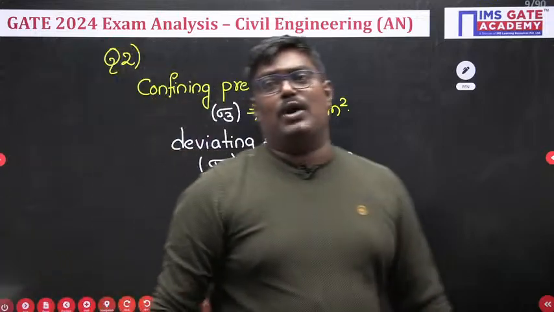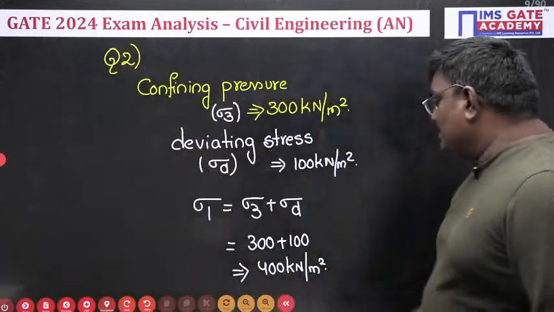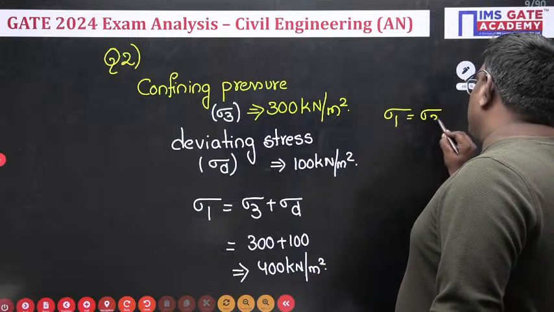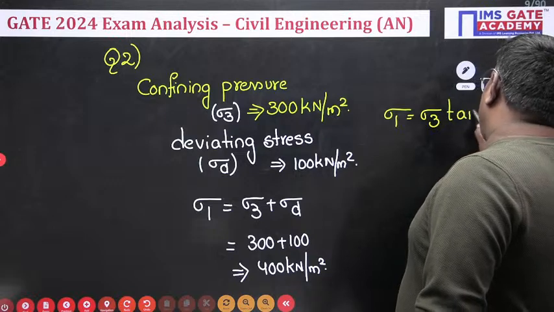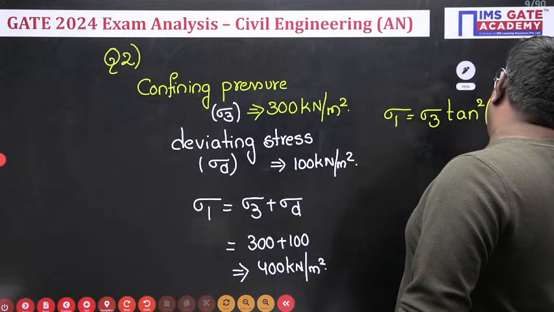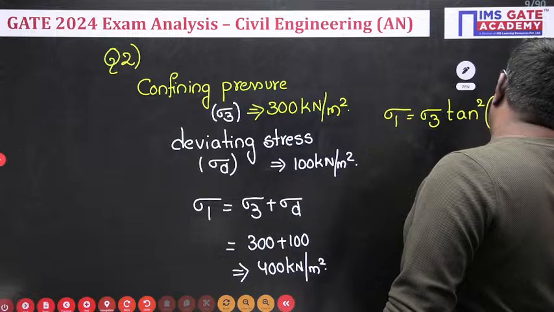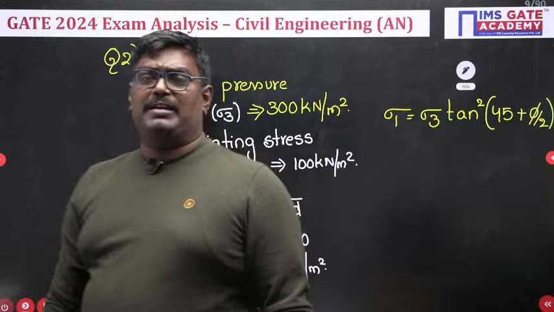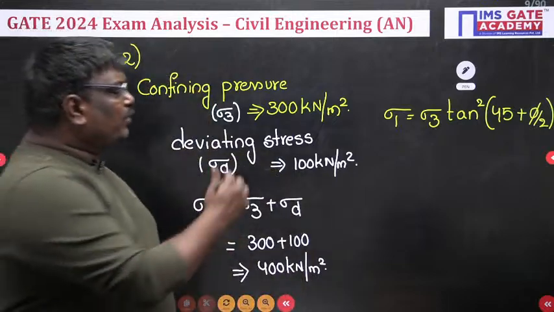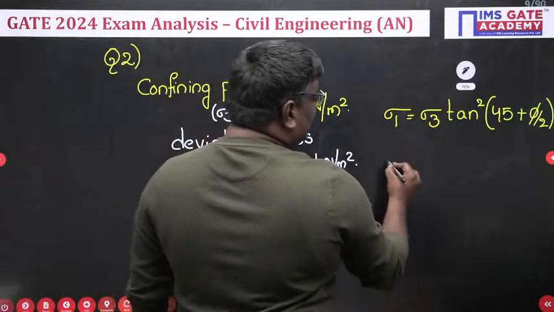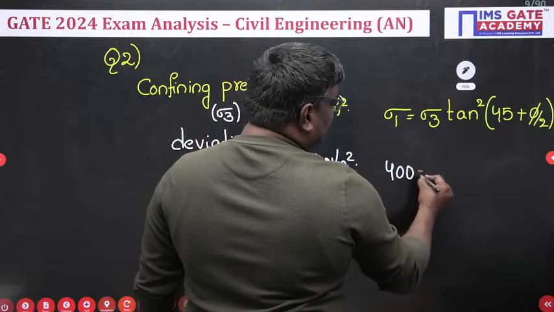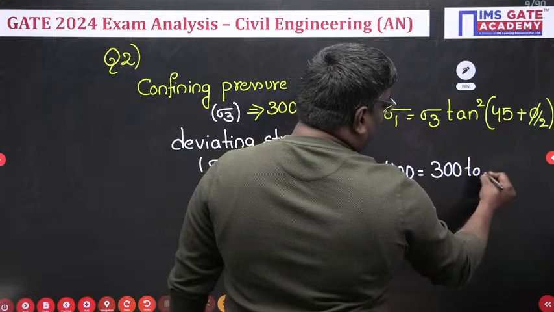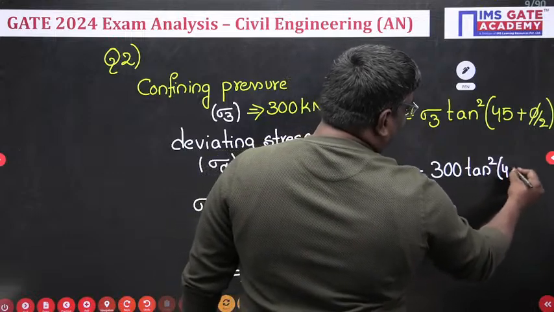But he is asking what the phi value is. So what is the phi value here? You know sigma 1 is equal to sigma 3 into tan square of 45 plus phi by 2. This is the plastic equilibrium condition, and actually there will also be a term 2c into tan of 45 plus phi by 2. Here sigma 1 is given as 400 and sigma 3 is given as 300 into tan square 45 plus phi by 2.